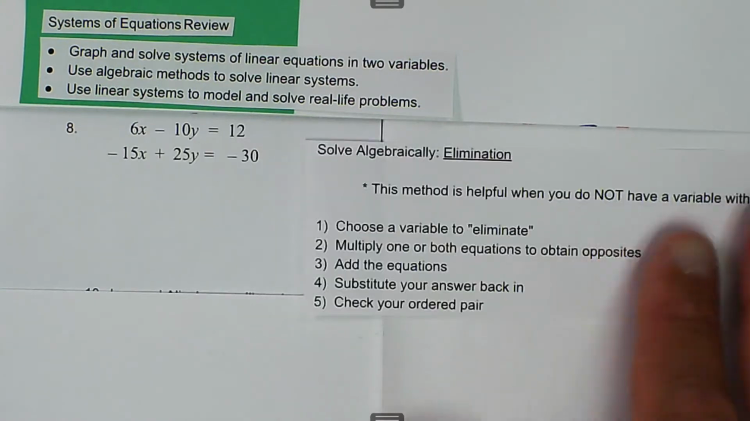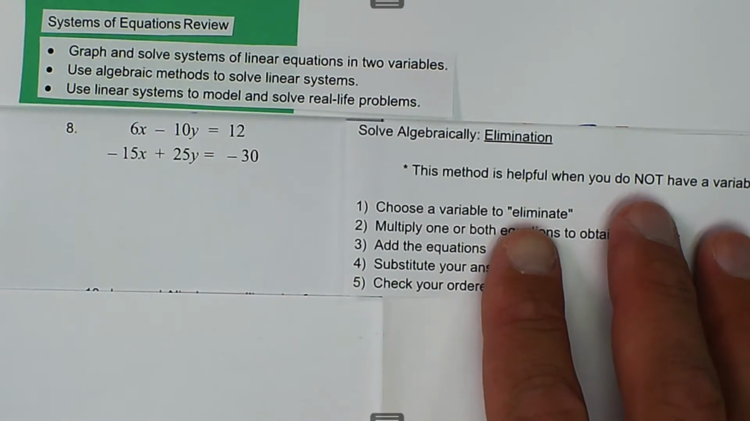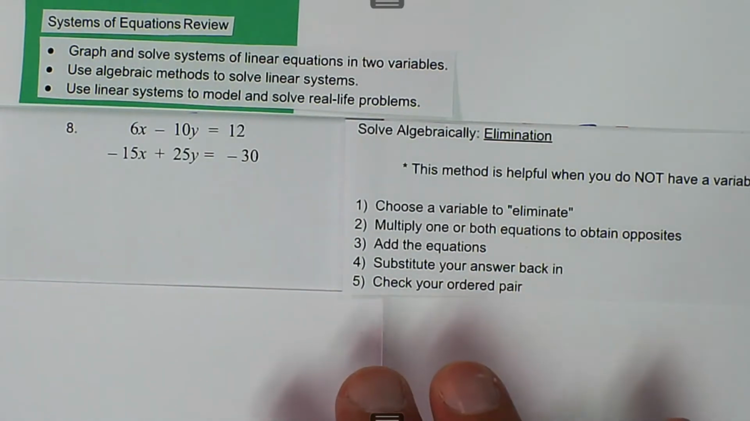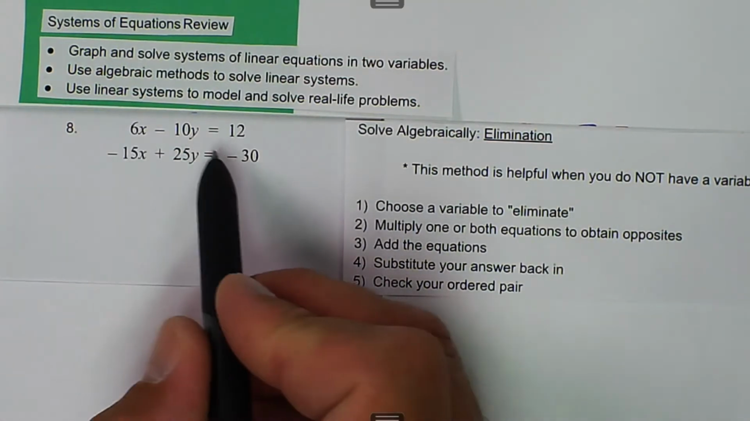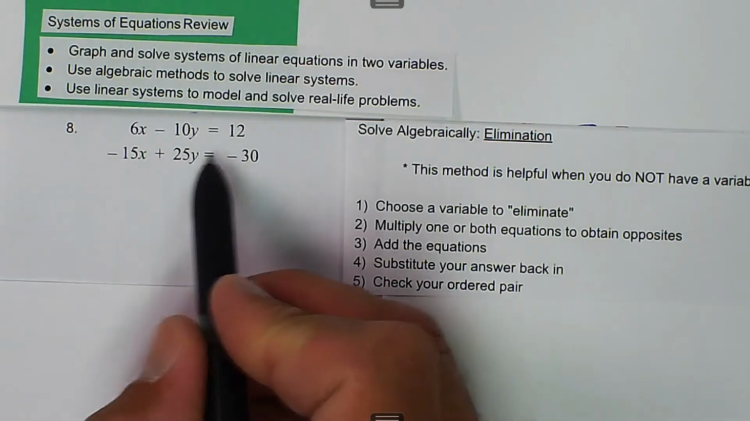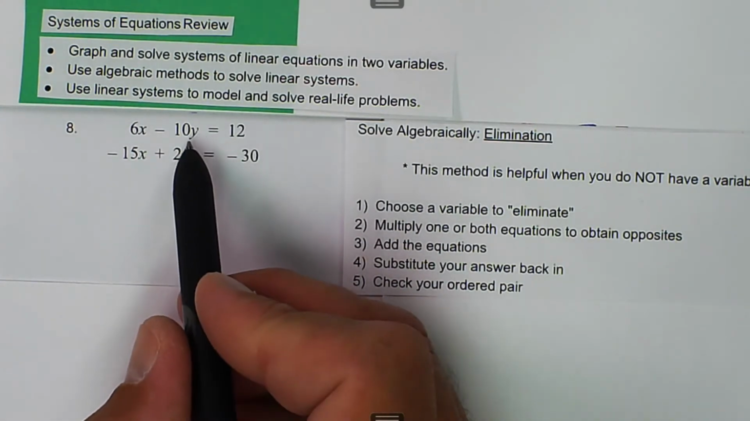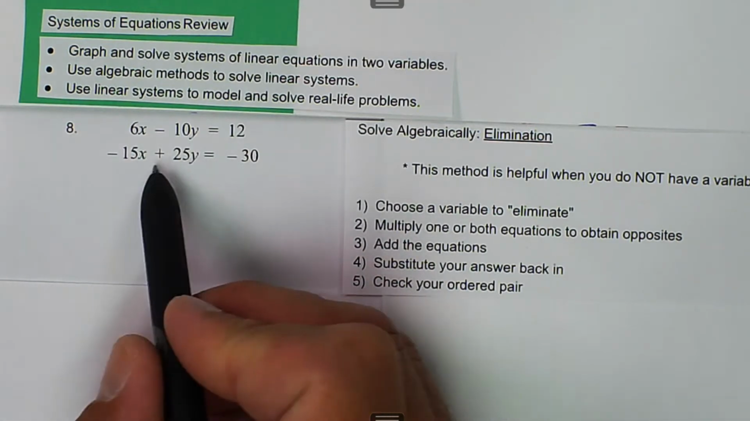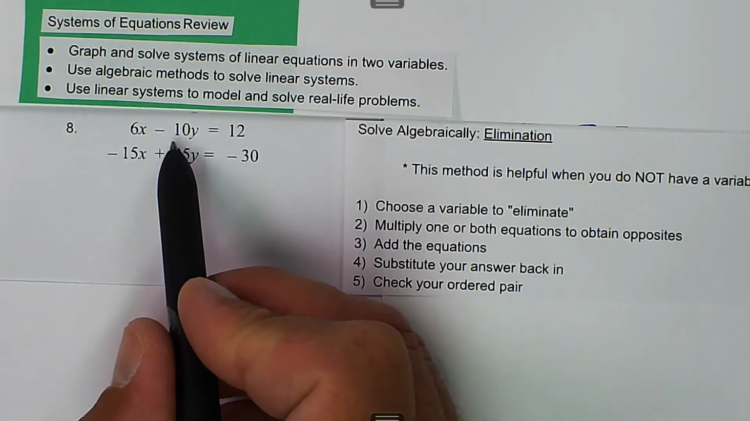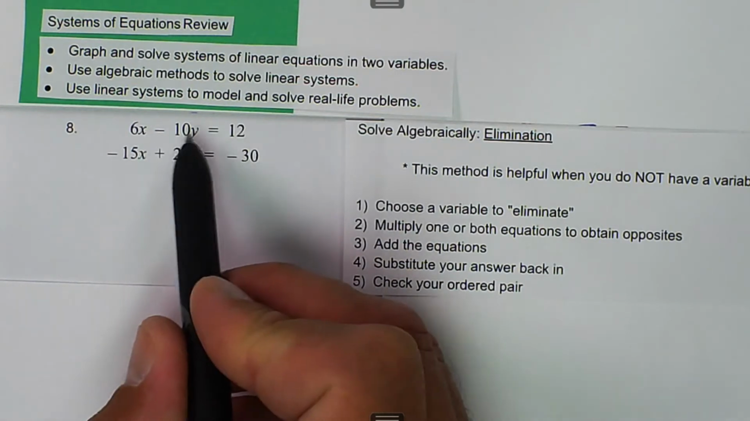So in this case, we look at the system that we're given, and we can see that none of our variables have a coefficient of 1. And so we have to figure out what will be the easiest way to get these to cancel out. So what can I multiply the top equation by, or what can I multiply the bottom equation by, in order to get one of the variables to cancel out?